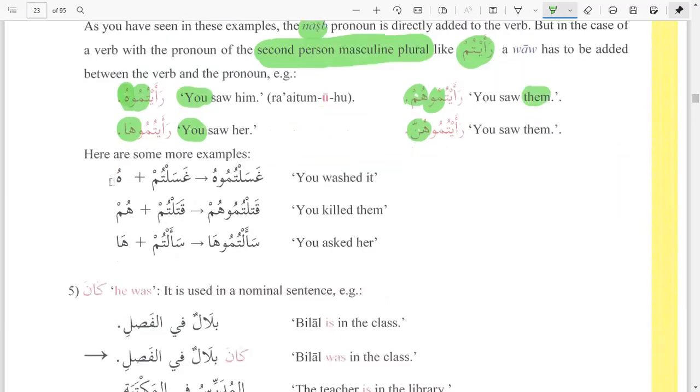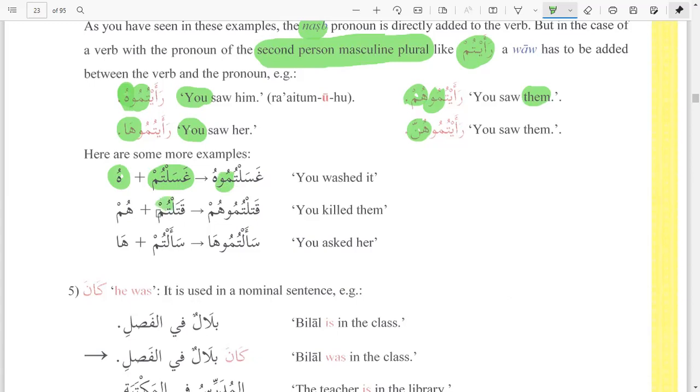Same here. What we do? Ghasaltum, you washed. What you washed, we don't know. Ghasaltuhu, you washed it. And it is maf'ul bihi, it is object. So when we add a maf'ul bihi or object with the verb, we will give an extra vowel and we will give dhamma to the meme. So it will come ghasaltumuhu. This tum is going to change into mu.